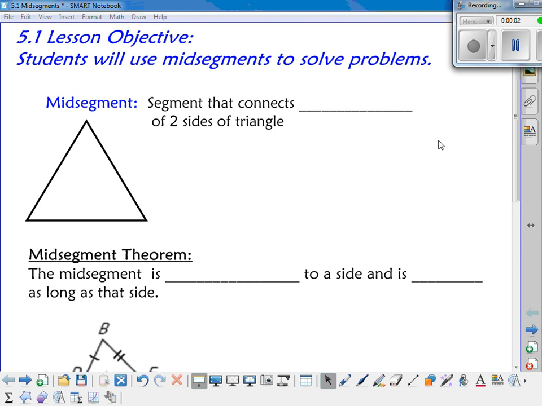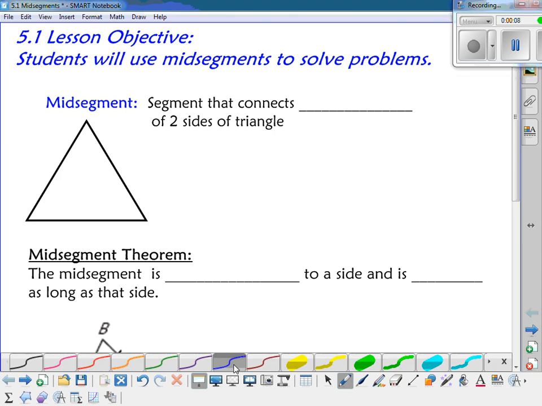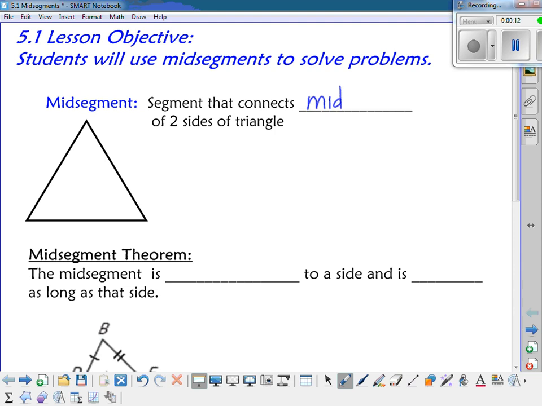Today's lesson objective: students will use midsegments to solve problems. So first of all, what is a midsegment? A midsegment is a segment that connects the midpoints of two sides of a triangle.